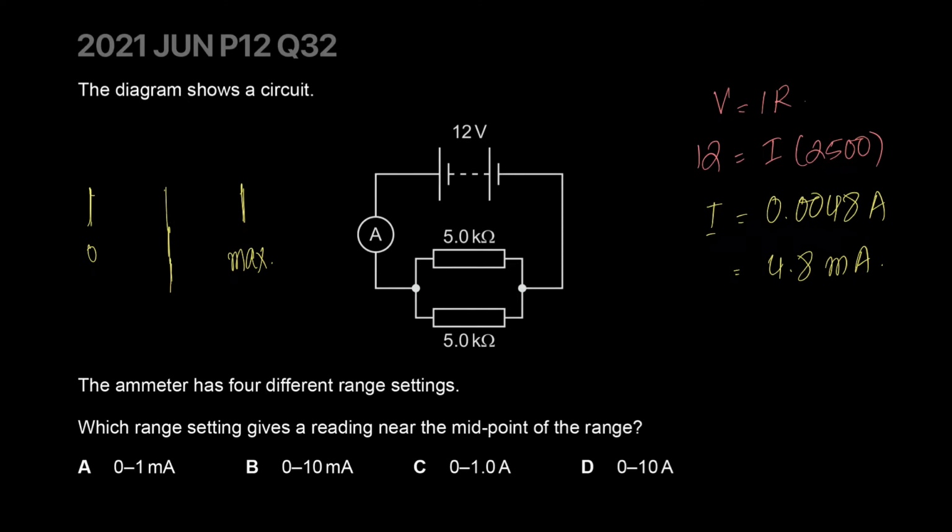So they're asking, well, it's a very weird question, but they're asking what will give you the reading in the center of this ammeter scale, or the midpoint of this range. So I need to get this as the midpoint, that's 4.8. That's very close to 5, so this needs to be very close to 10 milliamperes. So my range should be from 0 to 10 milliamperes. 0 to 10 milliamperes, look at that. As if they knew what I was thinking. Right, the correct answer is B.